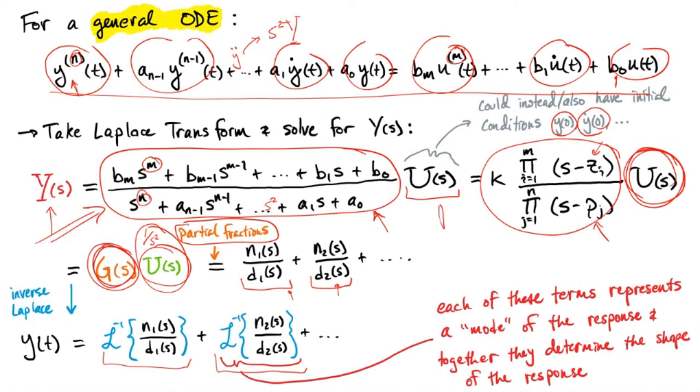Then we're going to insert in our known input and possibly known initial conditions to get a large transfer function that represents the contribution of the inputs and the initial conditions. Then we're going to separate it with partial fractions. That's going to give us bite-sized pieces that we can then use linearity of the inverse Laplace transform on in order to look up in our tables. And that is going to then give us back a time domain function, y of t, that is our solution to the original differential equation up here.